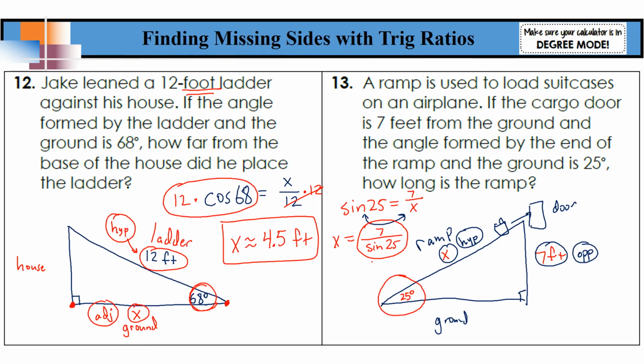Type in 7 divided by sine of 25. You should find that the answer, when rounded to the nearest tenth, is 16.6 feet. That is the length of the ramp in this scenario. Now that finishes out the lesson, but there's one more example that I want to show you so that tomorrow you're prepared to attempt some of the homework.